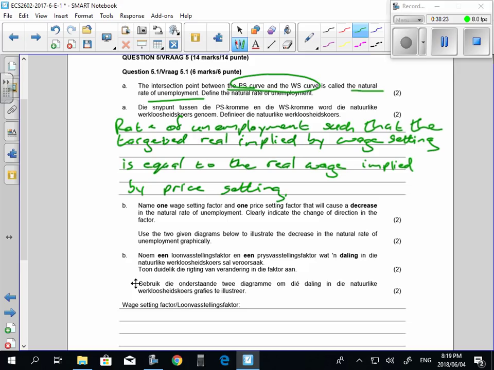Remember, the real wage is set as the interaction between nominal wages and price level. Nominal wages are determined by workers, price level is determined by firms. So it's at the intersection or at the point of equilibrium that we get our equilibrium rate of unemployment and our wage rate and price level.